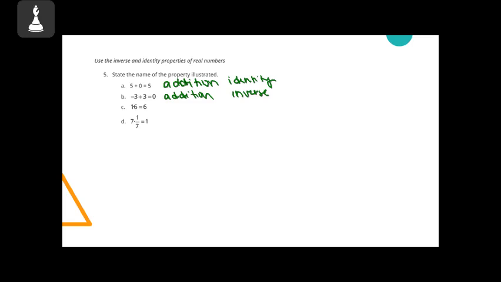For C and D, there's a multiplication symbol, so I know we're doing multiplication. The first one is the identity, and the second one is the inverse. So just, can you look at the problem and tell me which identity it is?